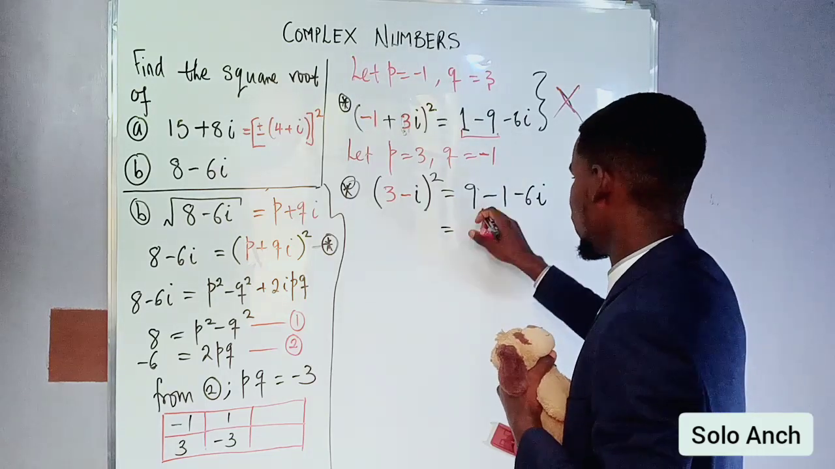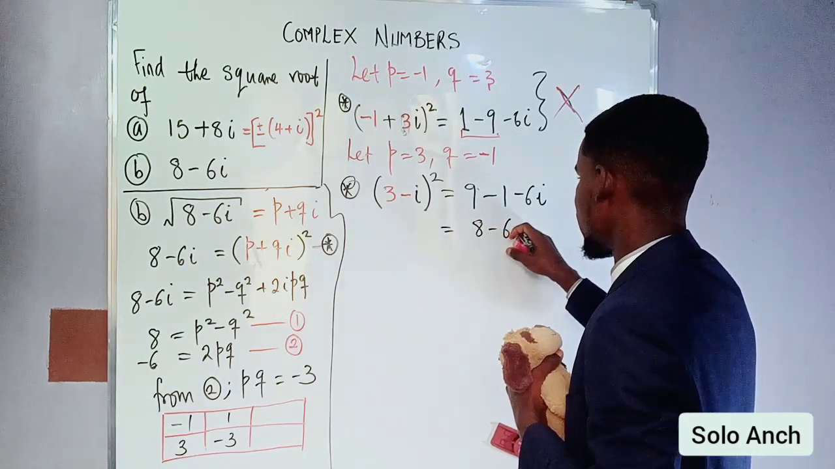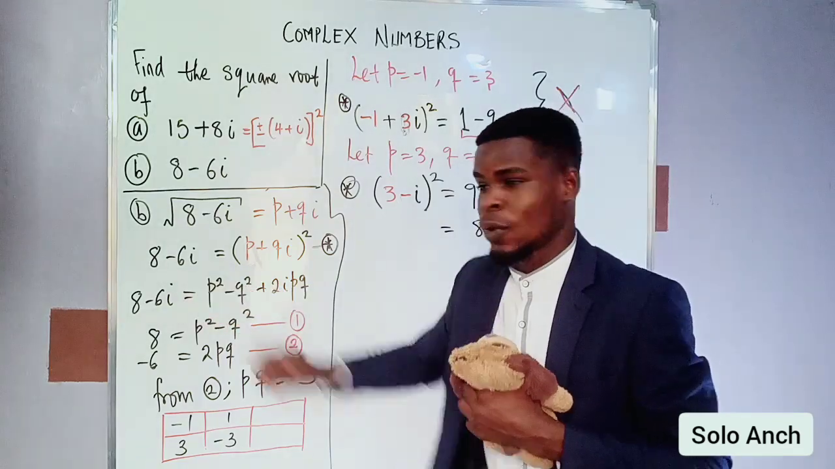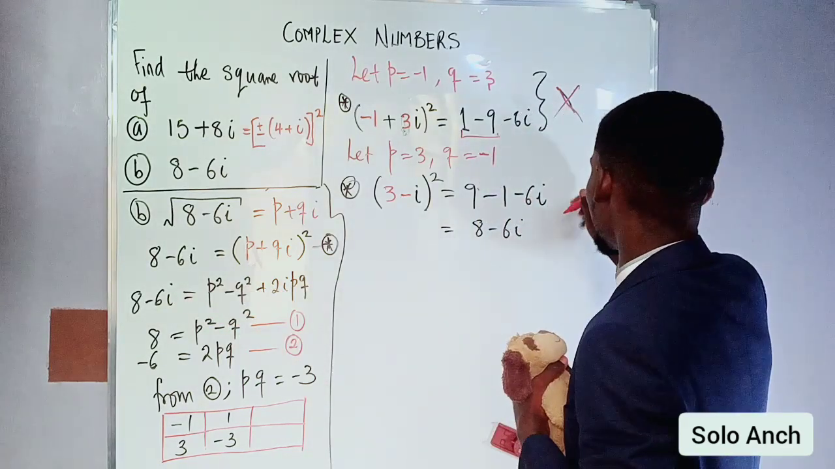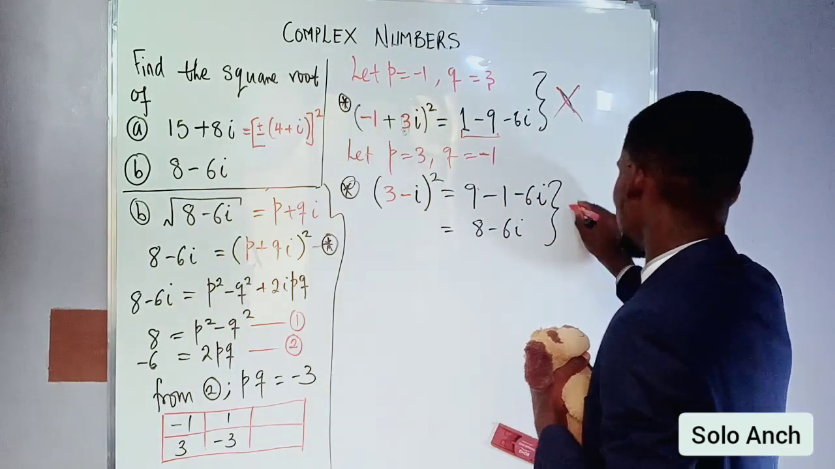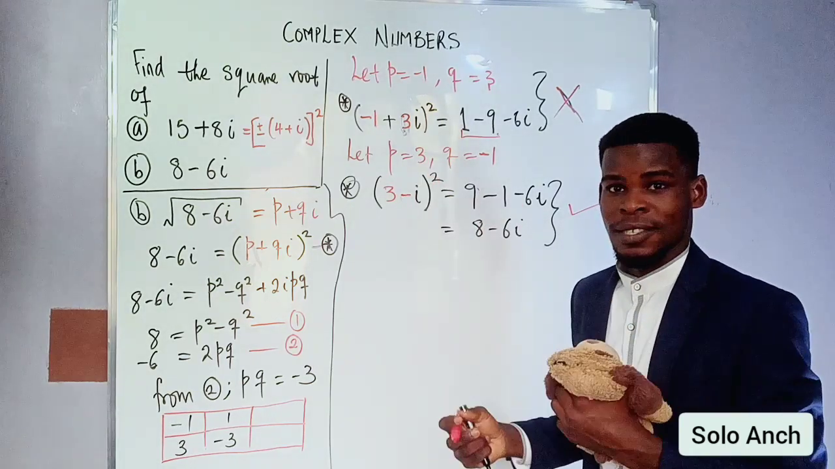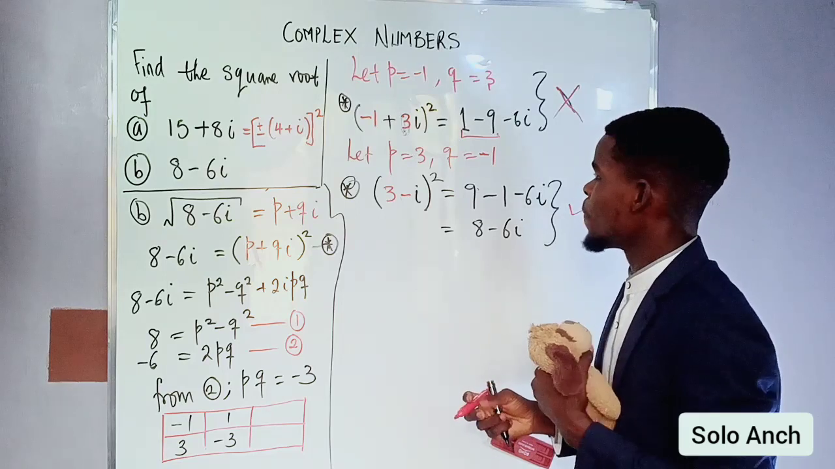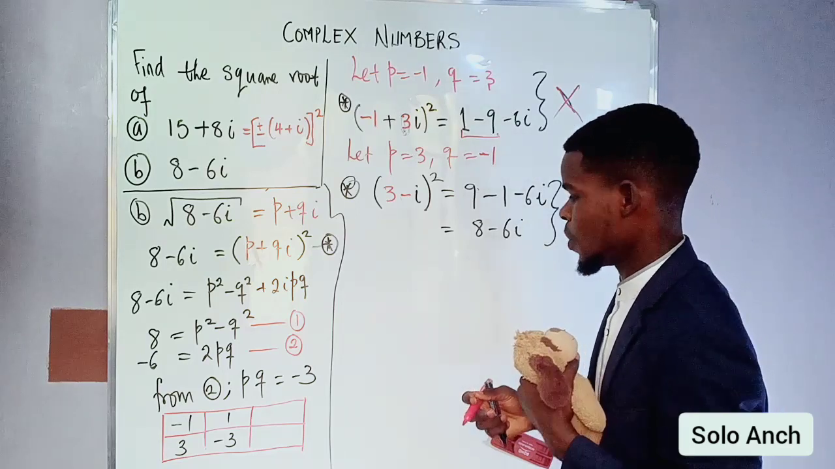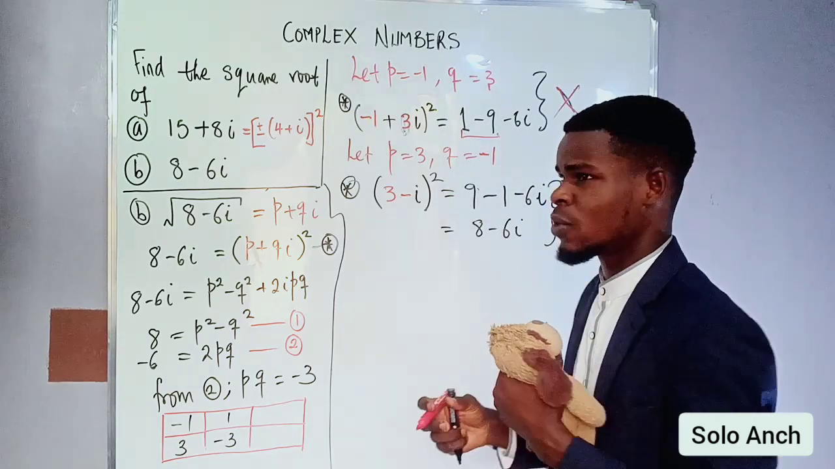Good. So this makes sense: 8 minus 6i. And that's exactly what we want, right? So this right here works. If p is 3 and q is negative 1, we get a solution. But could we have other solutions? Not really other solutions.